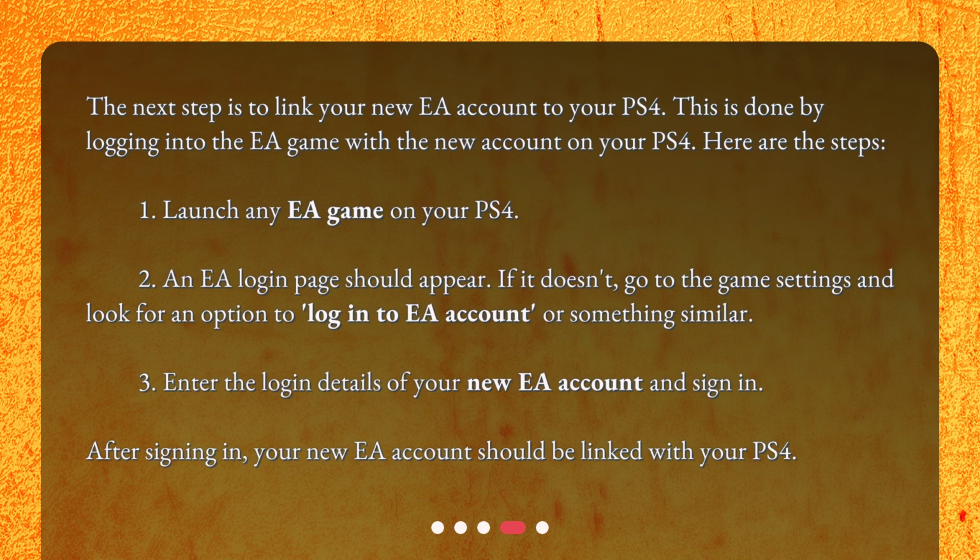Here are the steps. 1. Launch any EA game on your PS4. 2. An EA login page should appear. If it doesn't, go to the game settings and look for an option to log in to EA account or something similar. 3. Enter the login details of your new EA account and sign in. After signing in, your new EA account should be linked with your PS4.